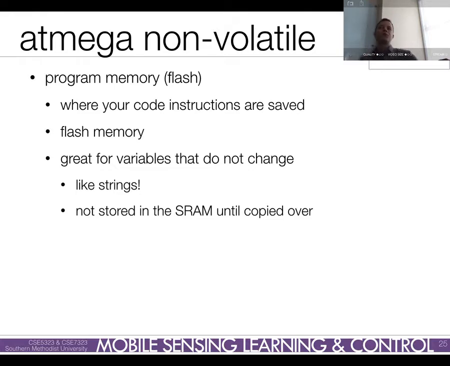You also have access to the program memory, the flash memory, right? So this is essentially where your code instructions are saved. You have 32 kilobytes of flash memory on this microcontroller. And let's say you want to use that for more than just saving the instructions you're writing on the microcontroller. You can save things in it like strings, or basically anything that you would have to store in the SRAM that you don't have to write to, right? So it's great for things that you don't need except at certain times.